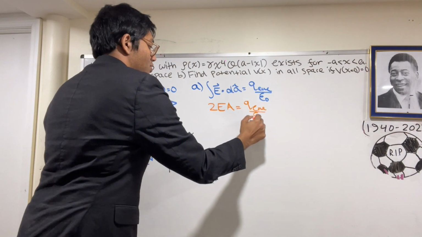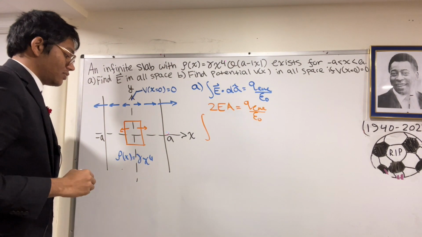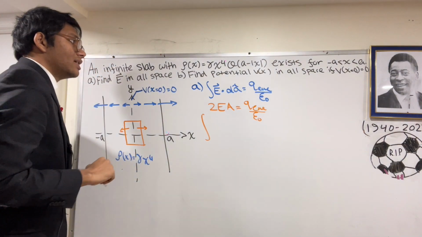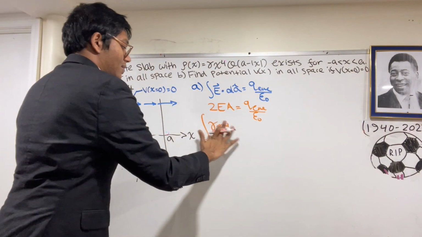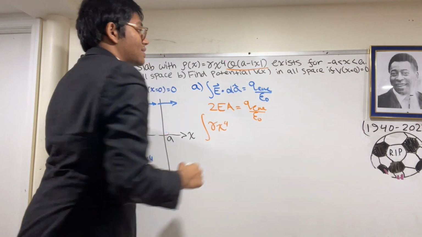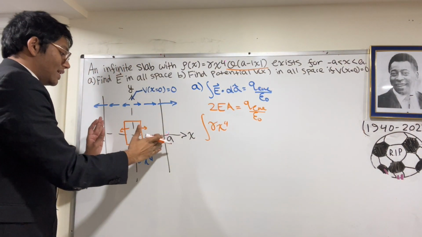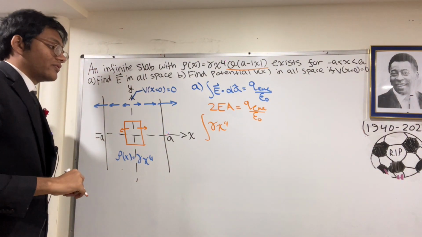Now, what is the charge enclosed? Well, let's figure it out. It's going to be the integral. Now, this is a volume integral, right? So let's first put down gamma x to the fourth. By the way, all that this means is that the charge density only exists when x is between negative a and a. That's all that this means. Nothing to freak out over.